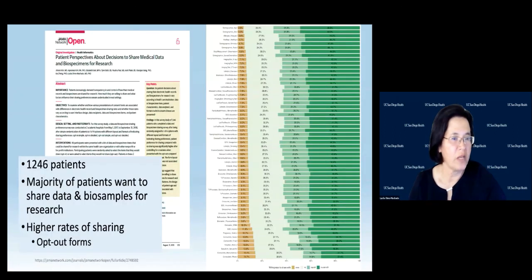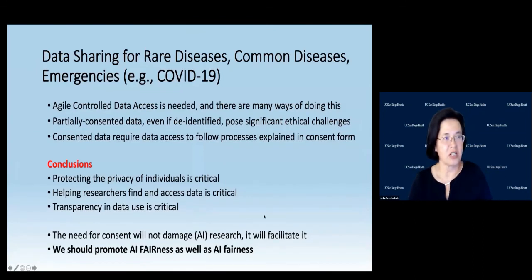We followed that with a relatively larger study. The same results apply. We had more items to look into, and just pay attention. Socioeconomic status such as income was an item frequently denied, as well as sexual life, home address, phone number, and so on. So in short, data sharing for rare diseases, common diseases and emergencies, there is a way to do an agile controlled data access. It is needed. Partially consented data such as EHRs, even if de-identified, pose significant ethical challenges if they are shared broadly. Consented data require data access to follow the process explained in the consent form. There's no way around that, and the consent forms should be as explicit and as specific as possible.